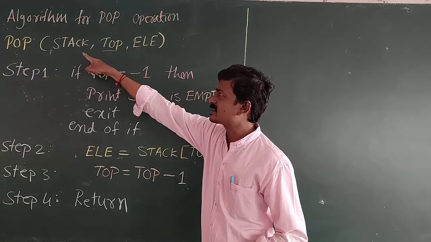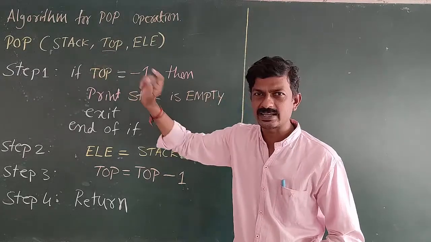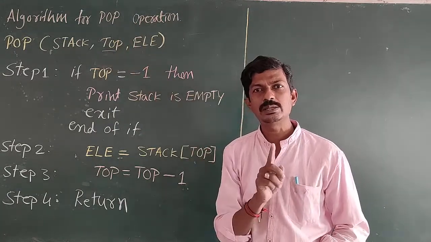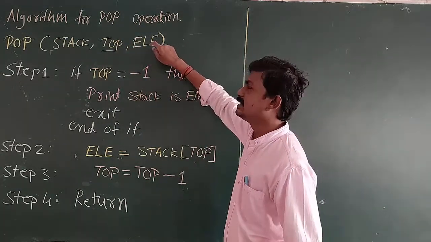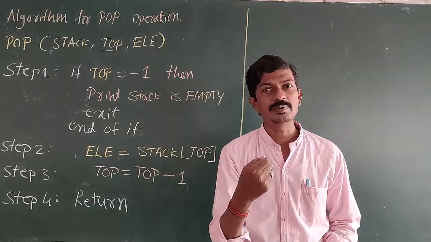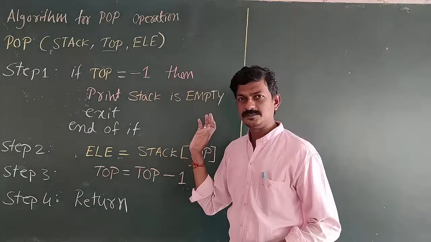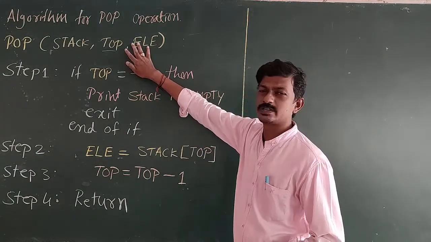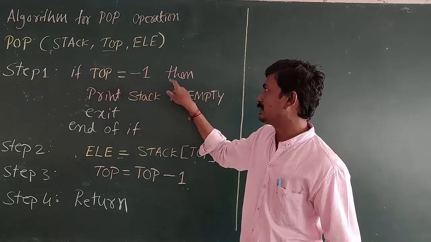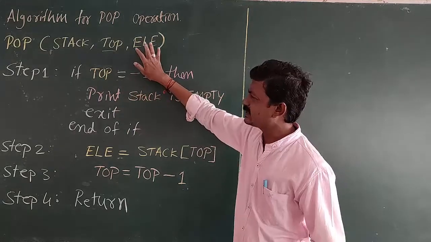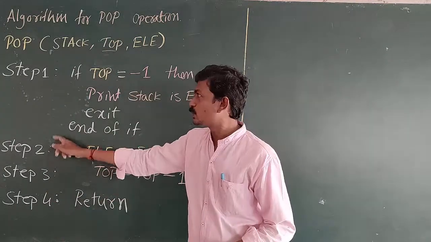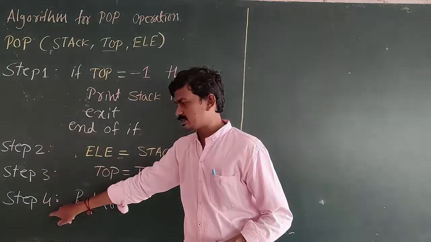Once again, stack is the structure which is an empty stack created. Top is a pointer which points to the topmost element of that stack data structure. ELE is the desired element which we are going to remove from the stack data structure. These are the 3 parameters which we are passing. This pop algorithm contains 4 different steps: step 1, step 2, step 3, step 4.